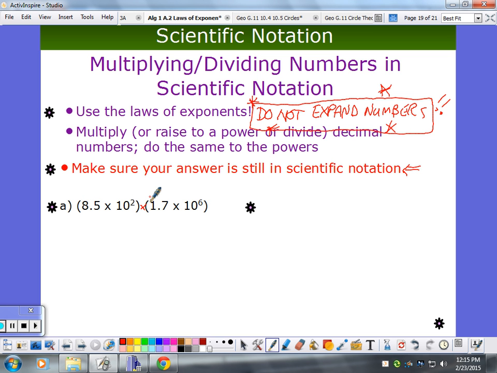Is everything here being multiplied? Who remembers the name of the property that says if you're multiplying, you can multiply in any order? Commutative property of multiplication. Can I change the order that I multiply these things? They're all multiplied, right? So I'm going to change the order so that the coefficient part, the number parts come first, and then the powers of 10 come next.